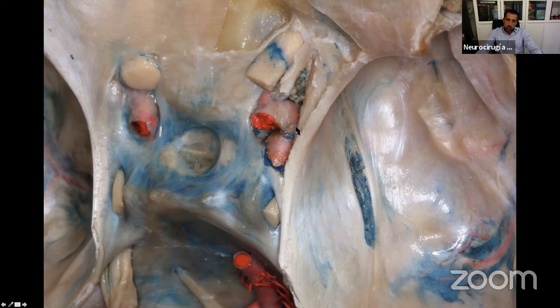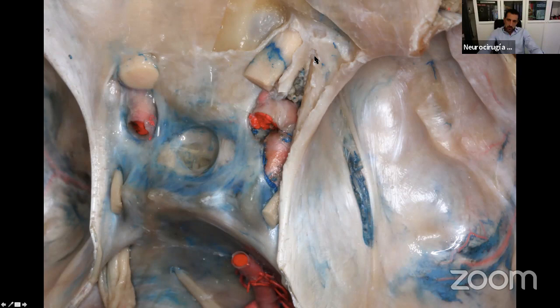We can proceed posteriorly. We can free the third cranial nerve, the oculomotor nerve. We can open through here. Now we can free the nerve. We can dissect all along the roof of the cavernous sinus, the nerve, and then be able to mobilize it medially or laterally if necessary.